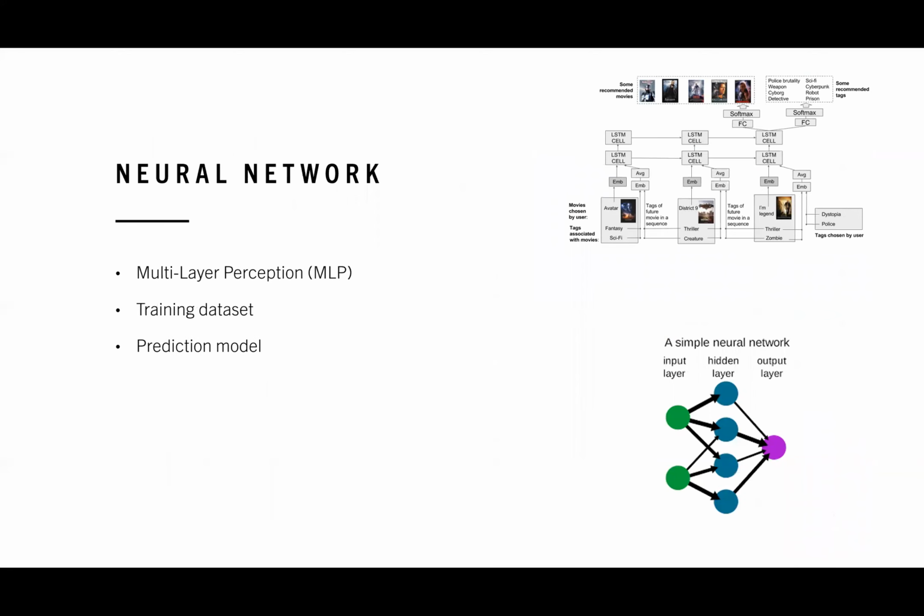The last one will be the neural network. It is also known as the multi-layer perceptron. It will also be the training dataset of the prediction model. The right-hand side shows a graph of how the network is represented, like the feed-forward network and the units used. The simple neural network will have an input layer, a hidden layer, and an output layer.